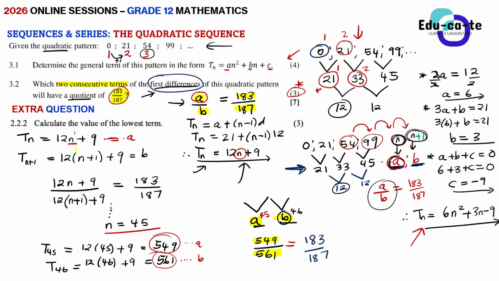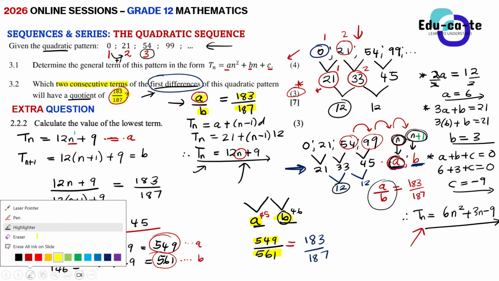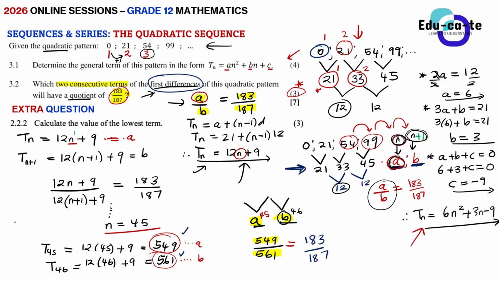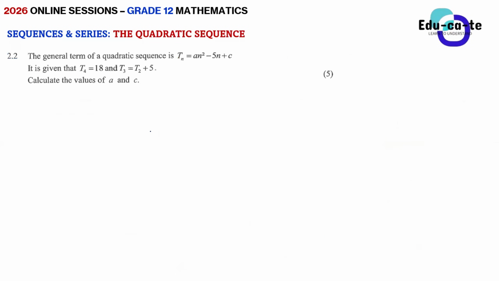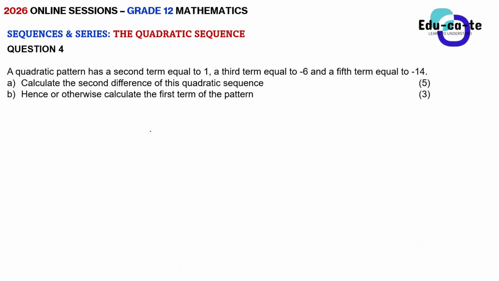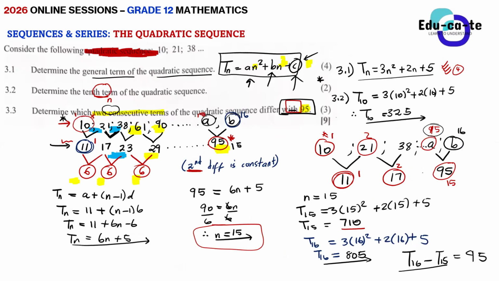Okay. Before we get there, by the way, guys, I'm sure we already have the answers 549 and 561. These are the consecutive terms. Now, 2.2.2, calculate the value of the lowest term. Guys, this is quadratic. It's very important for you to understand lowest term, biggest term, stuff like that. Let me just open some space.